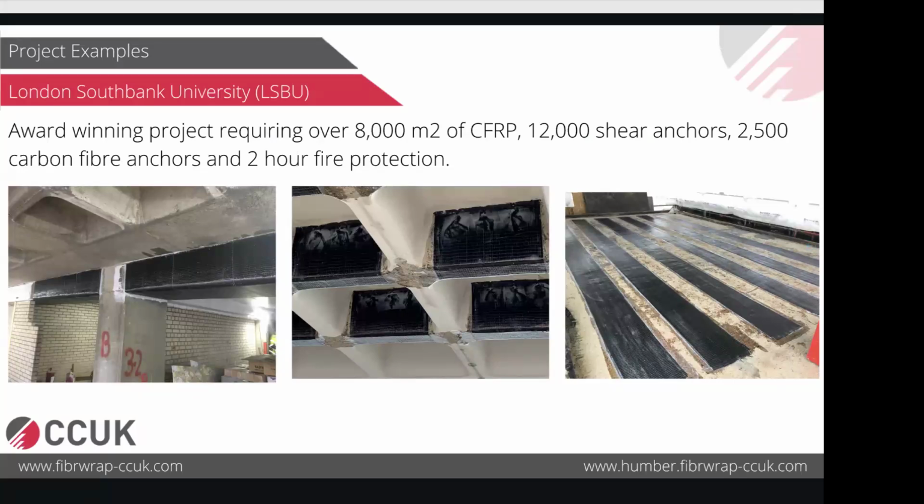This is another project from London. It's London South Bank University, which is on Elephant and Castle, and this is one of the biggest universities in London. In this case as well, we did this strengthening for flexural elements only, mainly for waffle slab and beam strengthening.